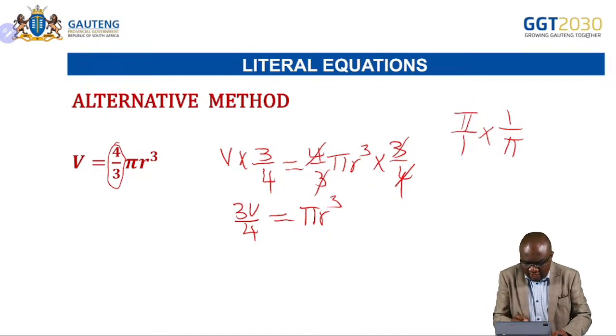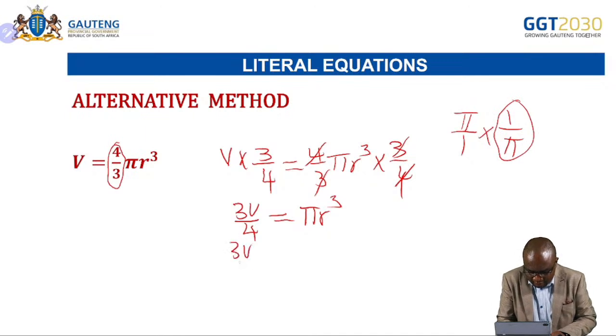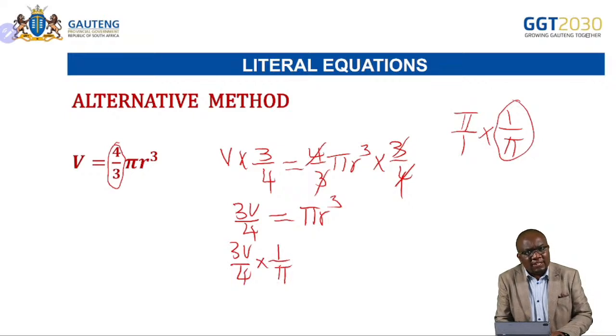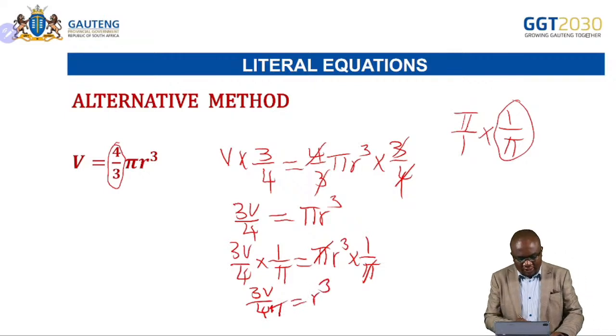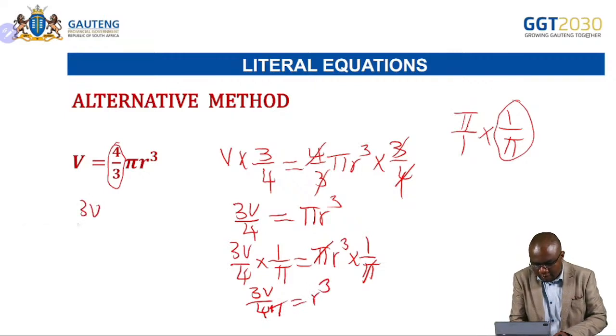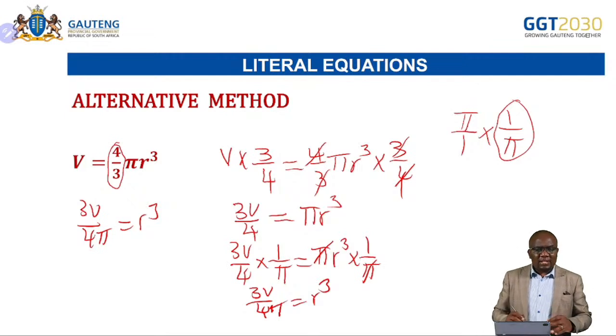Okay, so here I think the multiplication, if I use this, is going to be better. Now say 3v over 4 times 1 over pi. This is just like dividing by pi, is equal to pi r cubed times 1 over pi. And then pi divided by pi is 1, and then we get 3v over 4 pi is equal to r cubed. Do you see that? We have that thing that we had in the previous one, 3v over 4 pi is equal to r cubed, and then cube root both sides. You'll get the same answer. Okay? Right. That is that.